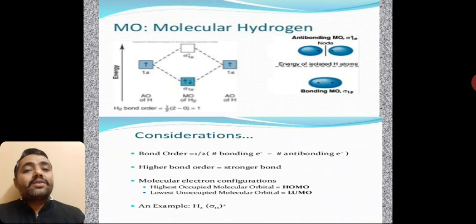Molecular electronic configuration: the highest occupied molecular orbital is HOMO and the lowest unoccupied molecular orbital is LUMO. You know them as HOMO and LUMO. And another example: the molecular electronic configuration of the H2 molecule is sigma 1s2.